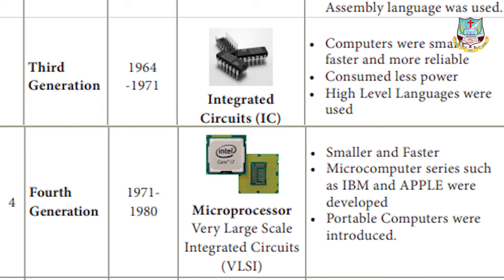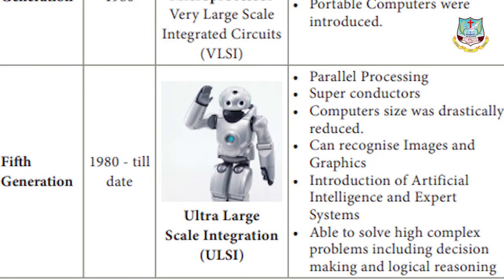And then comes the fifth generation that we are using now, that is from 1980 till date. Now we are using ultra large scale integration, ULSI. That means it's like robotics. Robotics and all you have seen. It will have parallel processing.